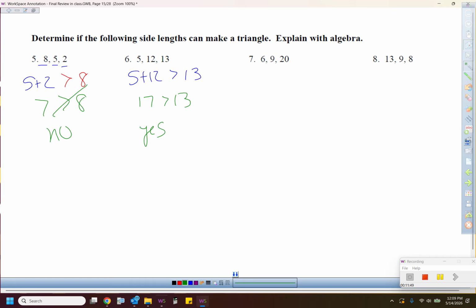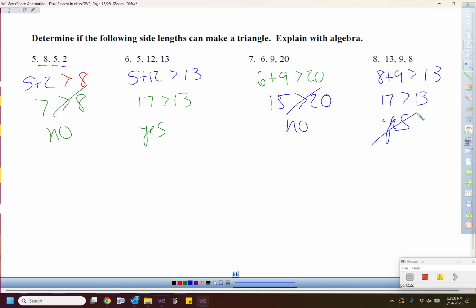Please do the other 2. See if you can make a triangle out of those. Show the algebra. So I got them set up. 6 plus 9 is 15. Is 15 greater than 20? Yes or no? So that's a big fat no. It wouldn't work. And 8 plus 9, I believe that is 17, correct? And that is a yes.